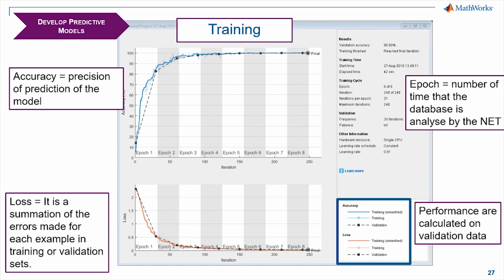This figure shows us in the first part the accuracy. So how well is the prediction of the model? How well is our network performing? And the second one is the loss function. So a graph that shows the error made on each sample in training. Of course, the accuracy will increase during our training procedure, and the loss will decrease and tend to 0.